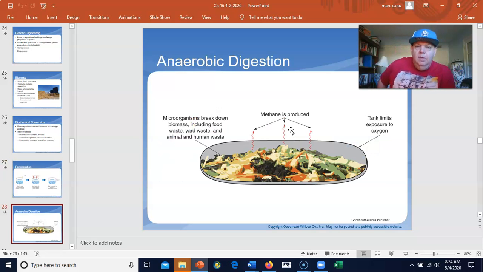Anaerobic digestion. Again, microorganisms break down biomass, including food waste, yard waste, and animal and human waste. Okay? The methane is produced and the tank limits exposure to the oxygen. Right, exactly. So again, this is a natural process, and we can take advantage of these natural processes in order to produce what we need.